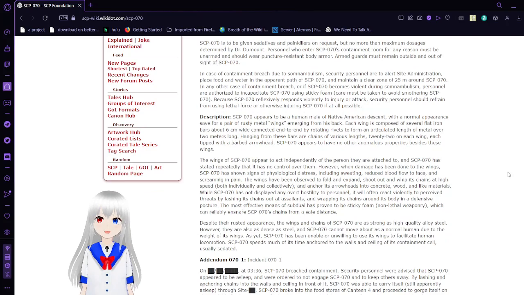SCP-70 is to be given sedatives and painkillers on request, but no more than the maximum dosage determined by a doctor or doom out. Personnel who enter SCP-70's containment room for any reason must be unarmed and should wear puncture-resistant body armor. Armed guards must remain outside and out of sight of SCP-70.